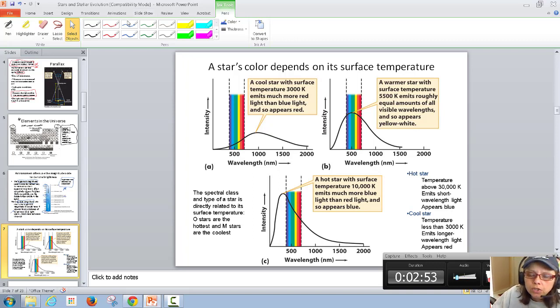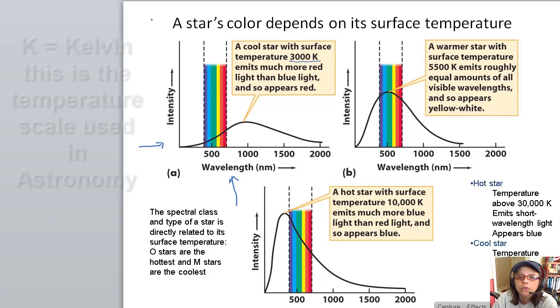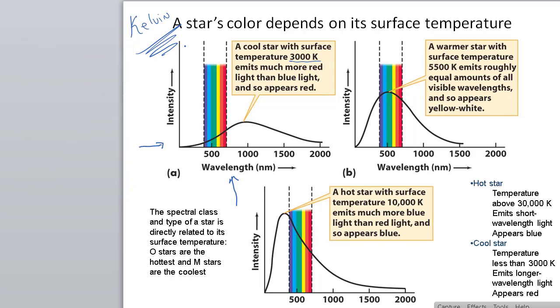Okay, so stars' colors depend on their surface temperature. For example, if we look here, you have intensity on your y-axis and wavelength. Again, this is why we use light, because light is part of this whole subject. So if I have a star with a temperature of 3,000 Kelvin, K is for Kelvin, guys. You have to know these temperatures. Kelvin is what we're going to be measuring. In astronomy, that's pretty much all we measure.